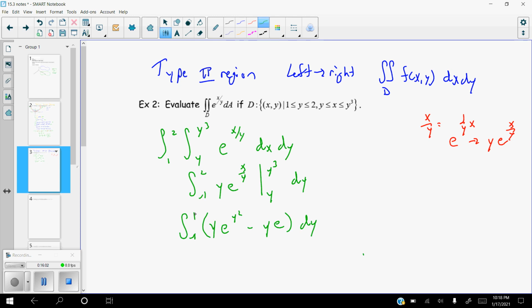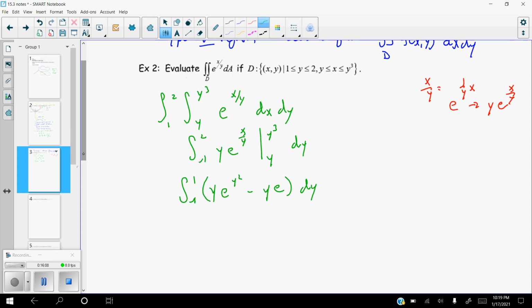Now in this one, we actually do have to do a u substitution. Technically, we need to probably split these integrals. So let's go ahead and do that. So we're going to take the integral from -1 to 1 of y e to the y squared dy minus the integral of y e dy.